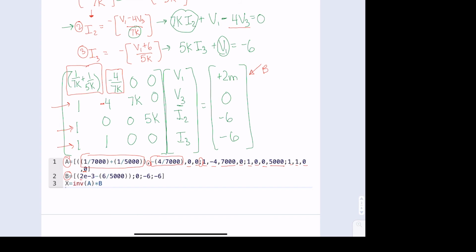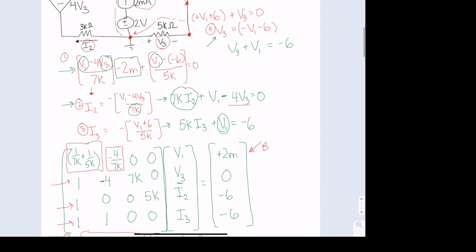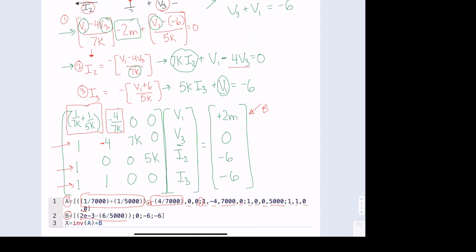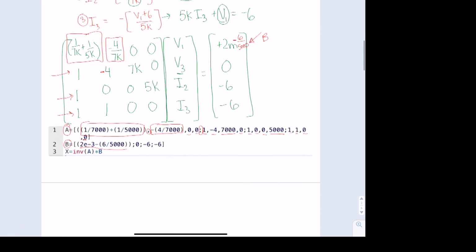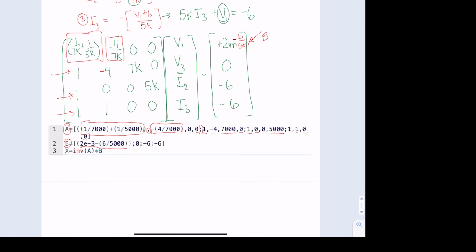So on my first row, I missed another one. So I missed this constant up here too. So this constant would be a minus, it was a plus, so that becomes a minus 6 over 5,000. And so that is 2 milli minus 6 over 5,000. My next row is a 0, a minus 6, and a minus 6.